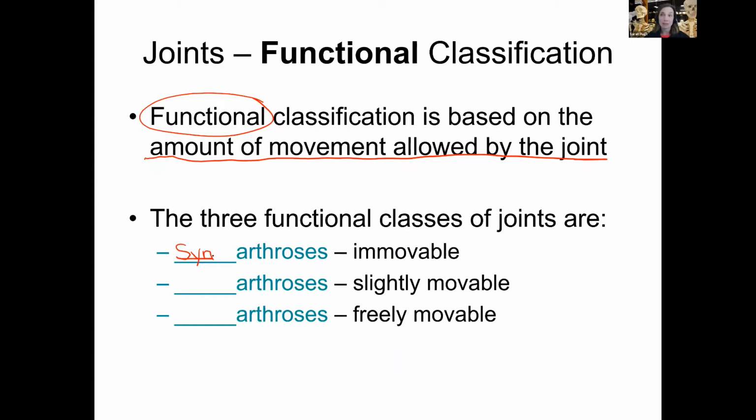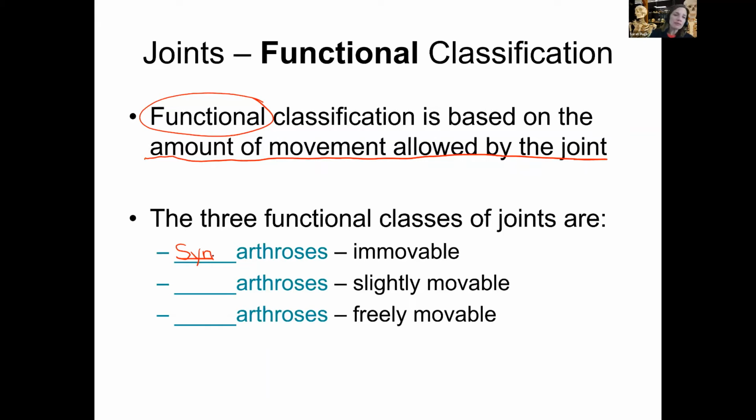A great example of this, one that we talked about last week, are the sutures that are in your skull. So remember where your parietal bones come together, your frontal bone, your occipital bone, all those sutures, those are clearly joints. It's where two bones are coming together, but there's no movement, right? You're not hinging or moving those cranial bones. So that's a synarthrotic joint.